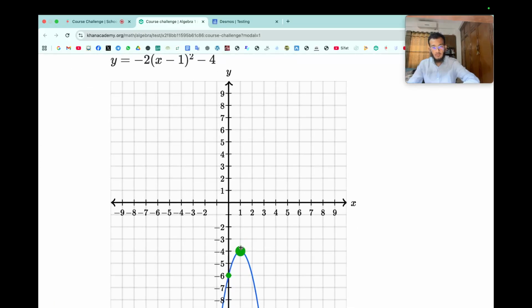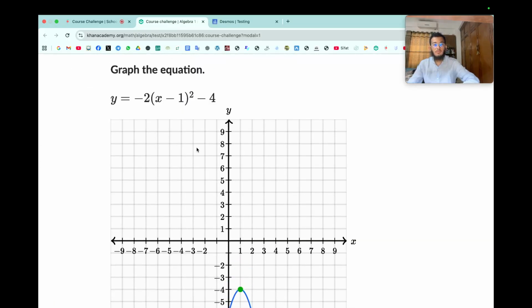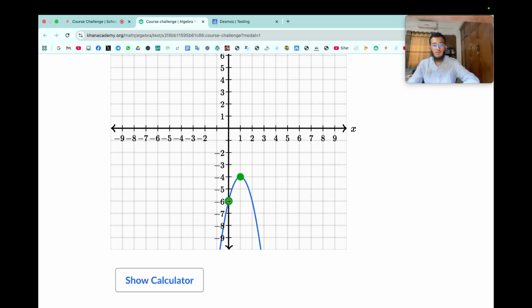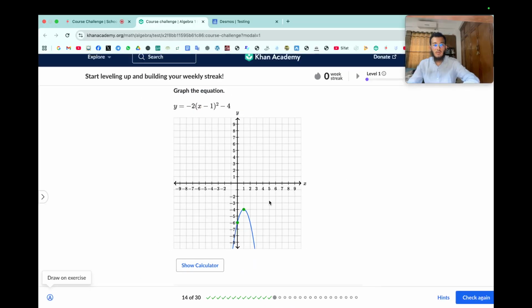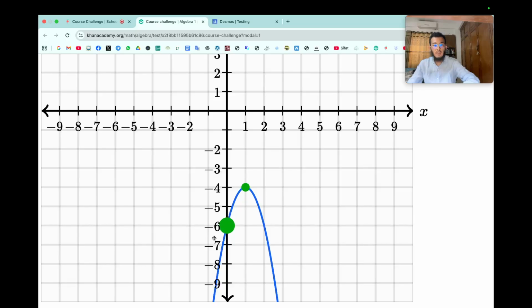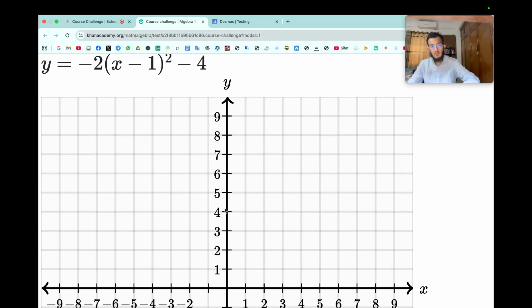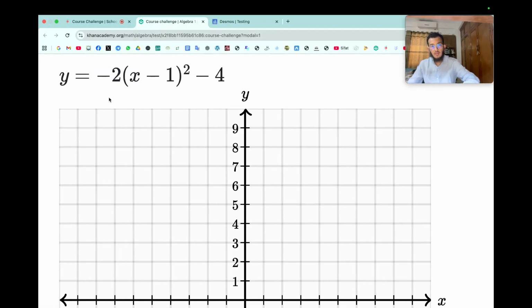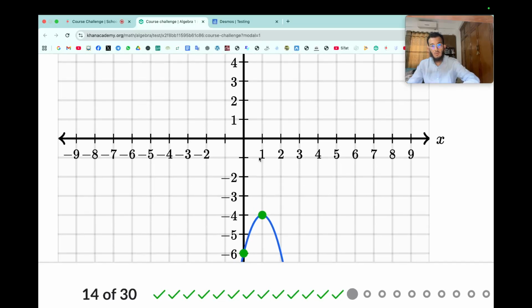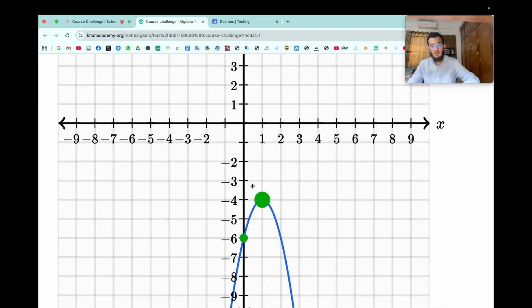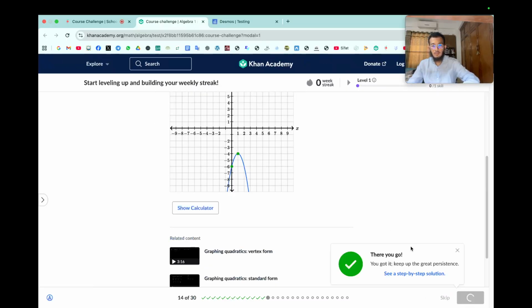One, negative 4. Now it's okay. We plugged in the same values the previous time, but the shape was not aligned with the negative sign. Negative sign means a smile, a sad face. So negative 4, 1, negative 4. Now it should be okay.